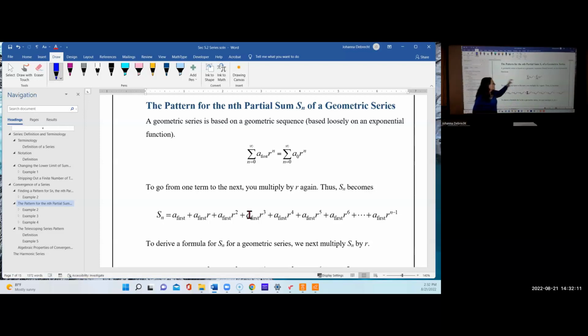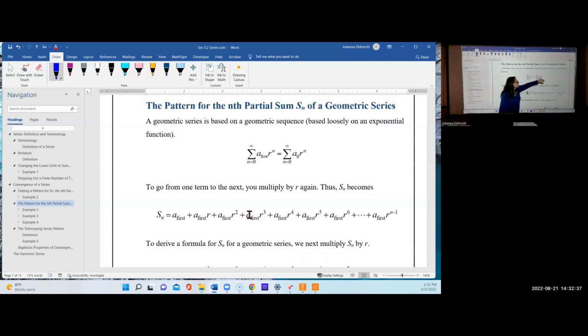Remember that our pattern here is a sub 0 times r to the n. A sub 0 could just be 1, but it could be some other constant. It's just a constant. We typically want to start at 0 because it makes our formulas better, not because we have to, but because it makes the formulas simpler. So we tend to start geometric series at n equals 0.